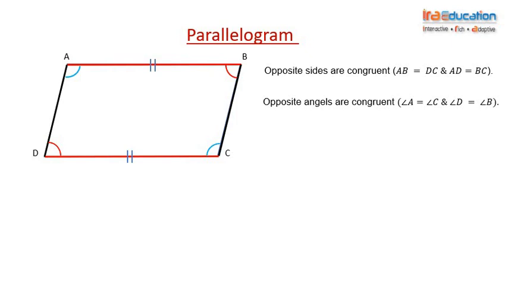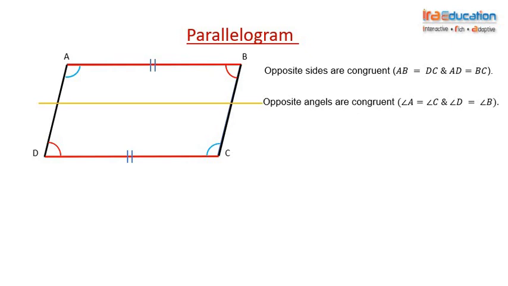A third property of a parallelogram is that the opposite sides are parallel. This means that if we draw a line through the middle of a parallelogram, the line will be parallel to both pairs of opposite sides.